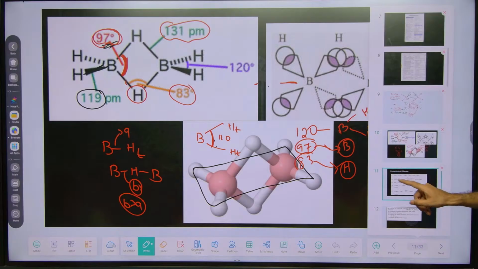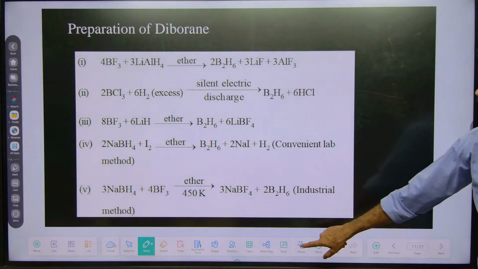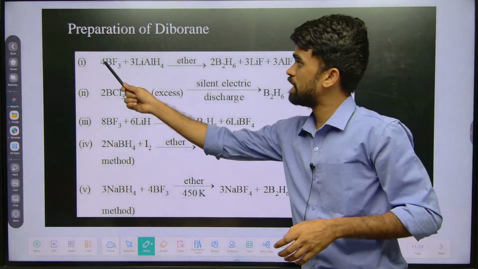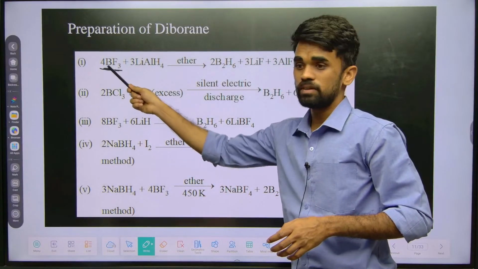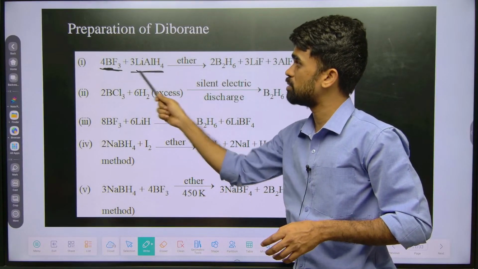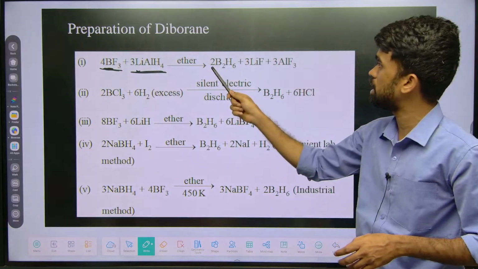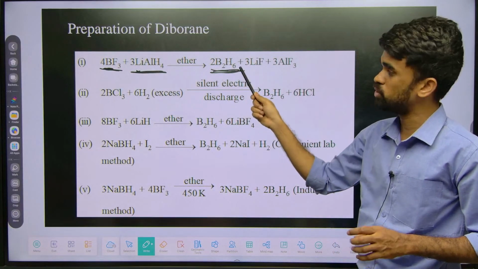Okay, look at these 5 preparation methods. With BF3 and lithium aluminium hydride, what is the product formed? B2H6.